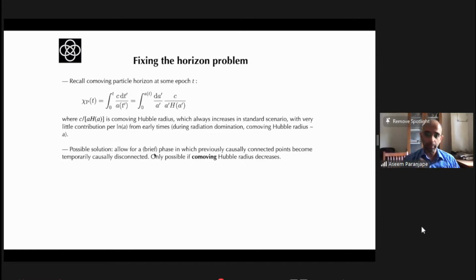So how to do this? Because if you can do it, then you may be able to solve this problem. You can increase the size of the particle horizon considerably. So how do you do this?